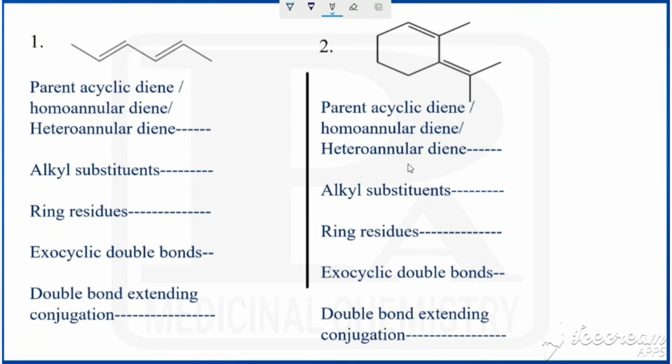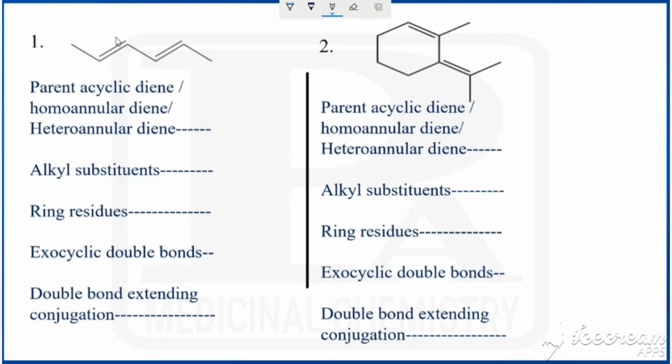Dear students, last class we have seen some important values to find out the lambda max of conjugated dienes by using the Woodward-Fieser rule. So now, by using those values, in this class we are going to determine the lambda max. We are going to see some examples for these rules. So this would be the first example.